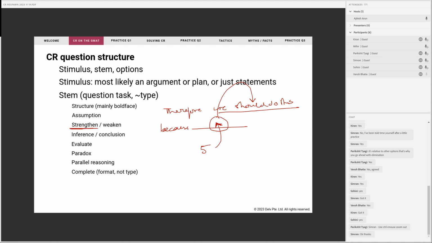Quick check. Is everyone comfortable with all these different names for the question types? You may not have seen all of them before. Of course, we will be discussing them in later sessions. All right. I see a yes from Parikshit, Kiran, and Mihir. Quick check. Simran, Shohini, and Vansh. Simran's confirmed. Vansh and Shohini?